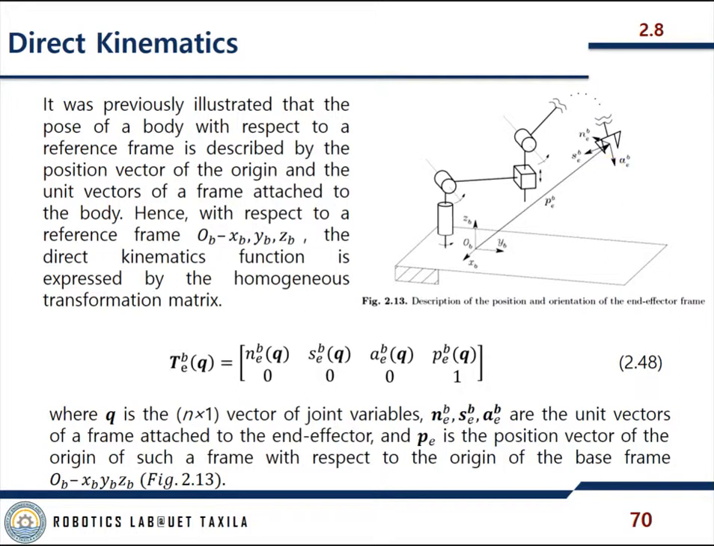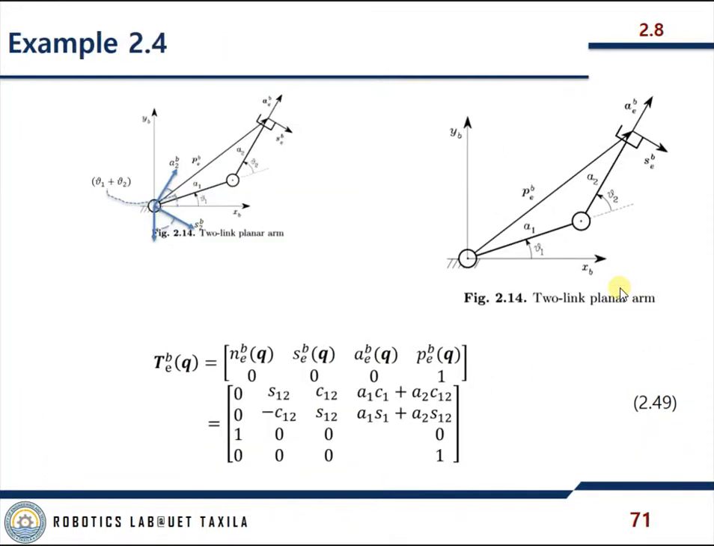The unit vector s_e is chosen normal to a_e in the sliding plane, like this one is the sliding plane, and the unit vector n_e is chosen normal to the other two axes so that the frame n_e, s_e, a_e is right-handed. So it's a right-handed frame.